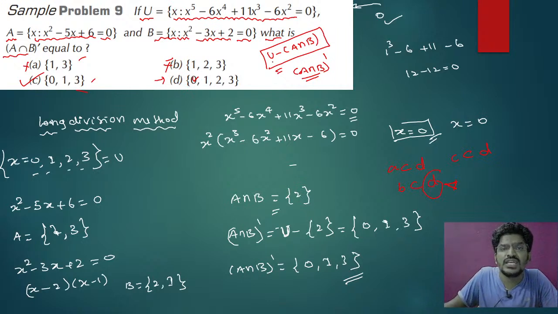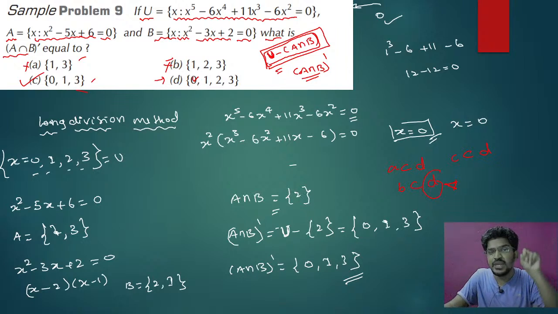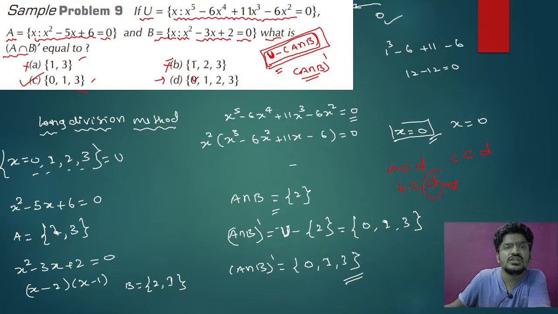What is the meaning of U minus (A intersection B)? The element must be in U but not in A intersection B. So 0 satisfies, but 0 is not present in A and not present in B, so it will get cancelled. Check 1, 1 will satisfy. Check 2, 2 will also satisfy. Check 3, 3 will also satisfy. That means option D is set U.